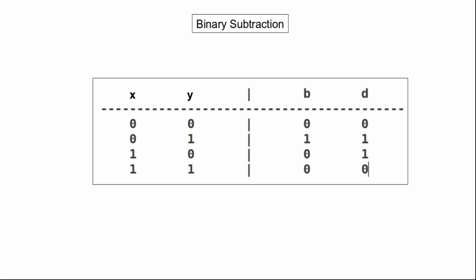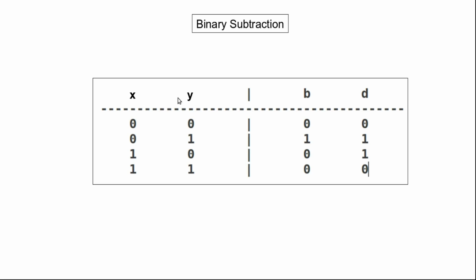So today's class will be on binary subtraction. Here is the truth table for binary subtraction, where we are subtracting one bit from another. We name the bits x and y, so we are performing x minus y. So the two inputs are x and y, and we are trying to compute x minus y.